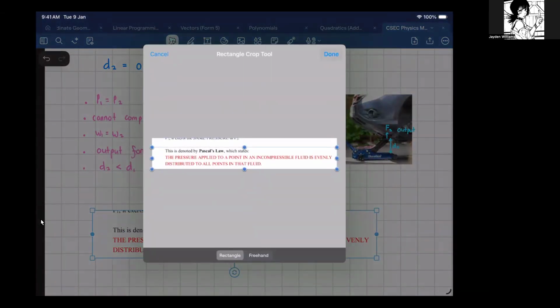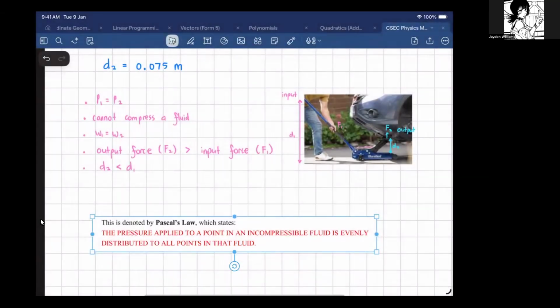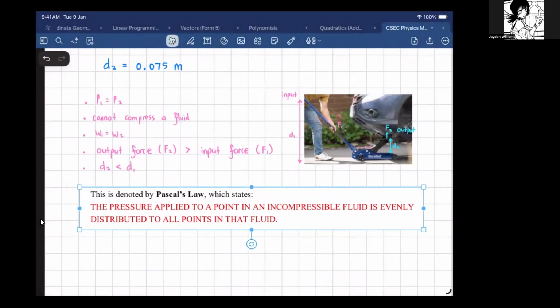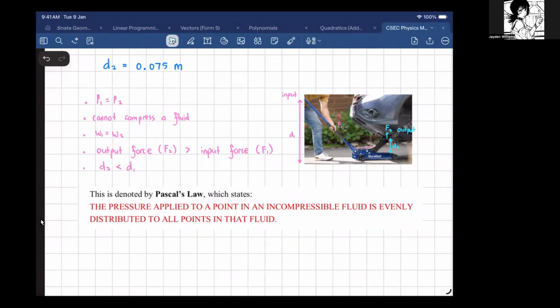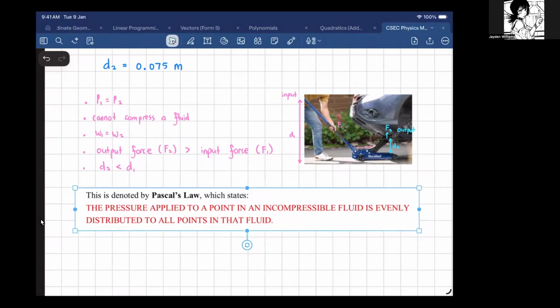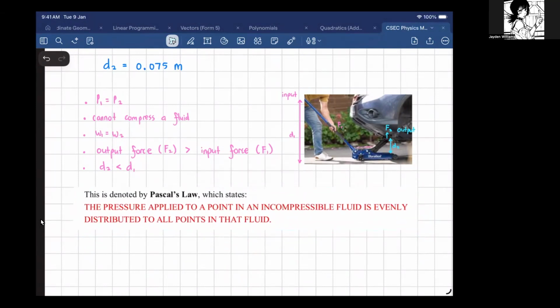Logically, you can't compress a liquid. Yeah, well, this is the fancy language I had to use. You had to say Pascal's law. You had to tell them that in the exam. You had to say because of Pascal's law, which states that a fluid can't be compressed.